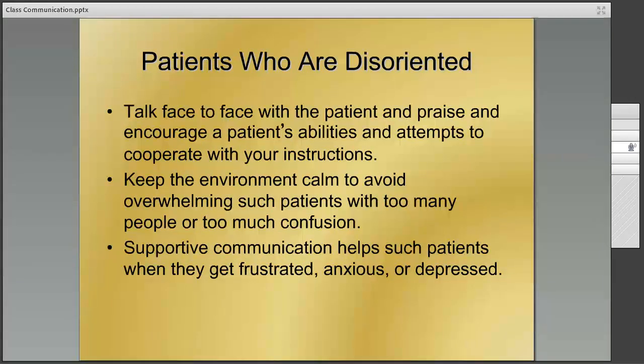Patients who are disoriented: talk face-to-face with the patient, and praise and encourage the patient's abilities and attempts to cooperate with your instructions. Thank you so much for doing that for me. Again, make sure you don't have loud, crazy music on, because that could also create some anxiety for them.